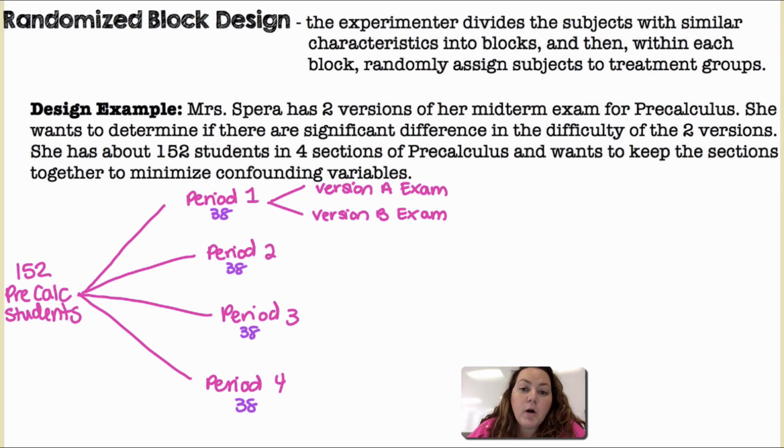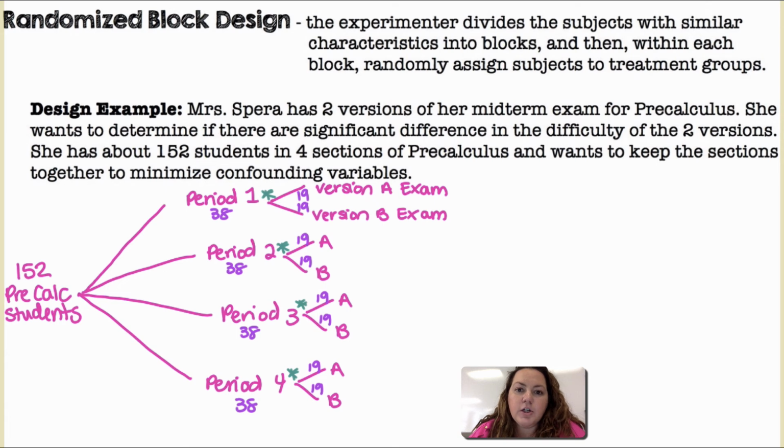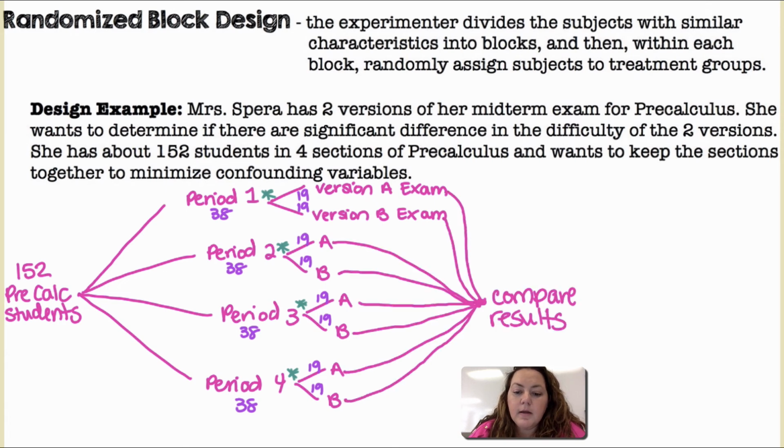Now, in period 1, I'm going to randomly assign half of them to get version A exam, half of them to get version B exam. So that would be 19 and 19. And that is where I'm using my randomization. I'm going to randomly assign period 1 students to get either version A or version B. Then I'm going to do the same thing for each period. Notice I didn't write version A exam. I just put A and B to simplify things. And then I would compare results.